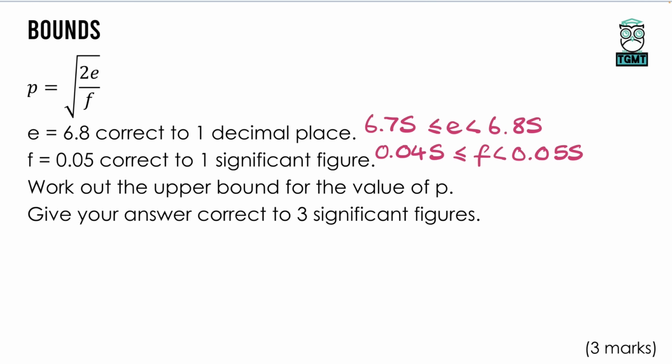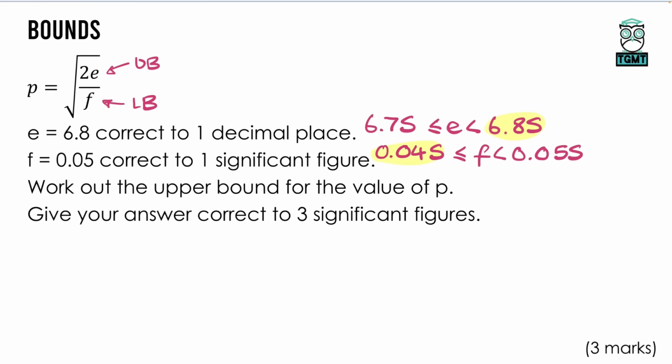It says here to work out the upper bound for the value of p. So to get the upper bound, which is the biggest possible answer, we want to have the biggest possible answer here on the top divided by the smallest on the bottom. So this will be the upper bound on the top and the lower bound on the bottom. So E, we want to use our biggest possible number, so for E, we're going to use 6.85. And for F, we want the smallest possible answer, so 0.045.